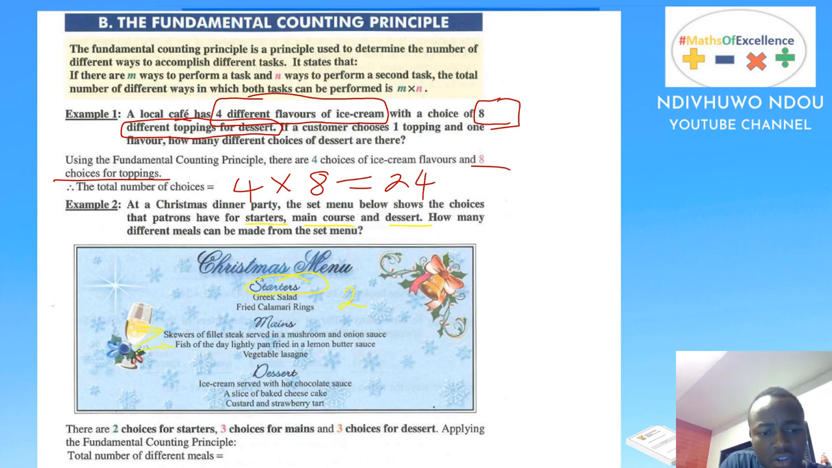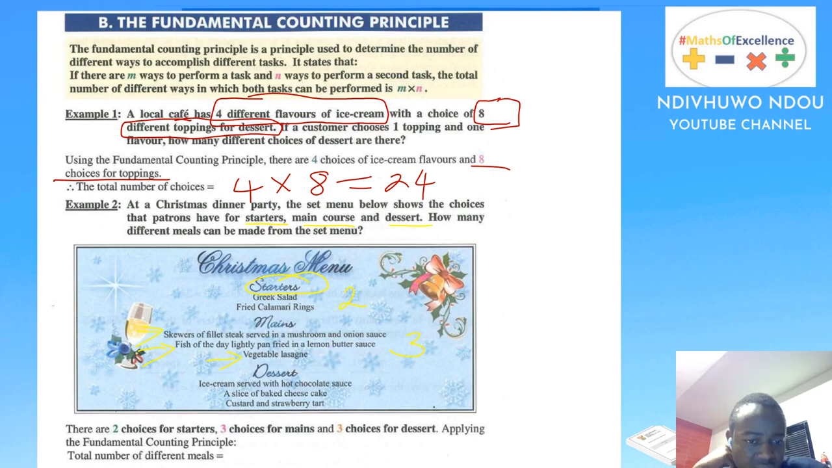So it's the second choice. And we also have vegetables last this name. So vegetable what. So how many choices do we have in the main course? We have 3 choices, right? So let's go to the dessert.